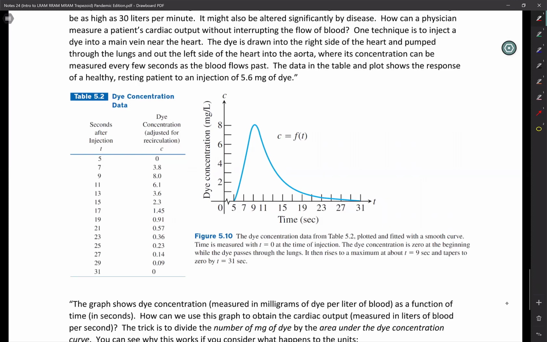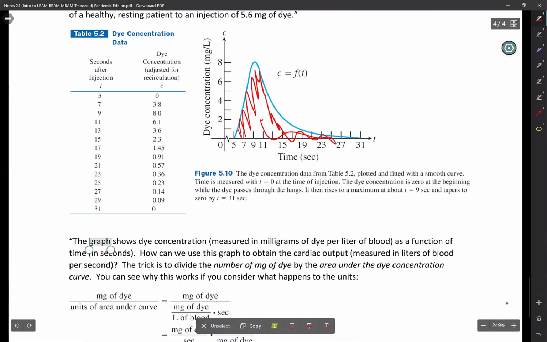Wow, that is real cool. So look what they're doing, guys. They're injecting someone with a dye, and then at the aorta, I don't know where the aorta is, somewhere up or down here or whatever, they're measuring the concentration of that dye, and then they're just finding the area under the curve to see how much blood has been flowing through this person. Isn't that cool? See, look at the calculus at play.